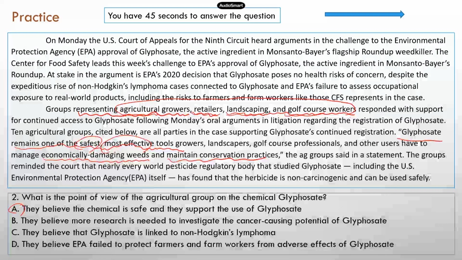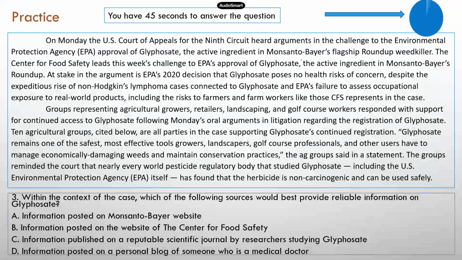So they have the opposite point of view as the Center for Food Safety, right? The Center for Food Safety, you probably have guessed, is a pro-environment activist group, right? So they challenge EPA's approval of glyphosate. So that means they do not like glyphosate. They do not believe that glyphosate should be approved for use in the US. Okay, next question.